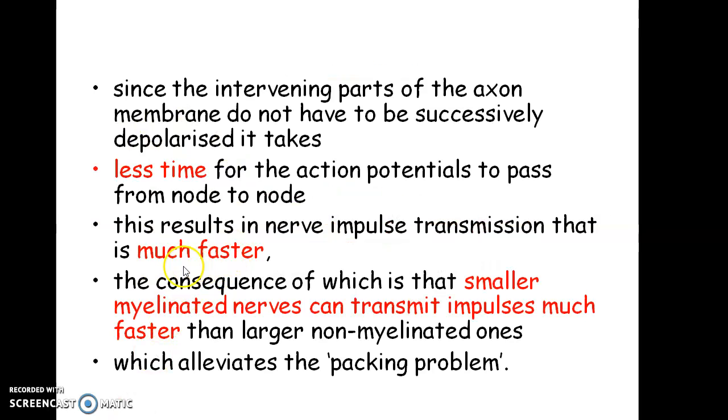And due to this saltatory conduction, the nerve impulse transmission is much faster in myelinated nerve fibers as compared to non-myelinated nerve fibers. And this was all about the nerve impulse conduction and transmission.